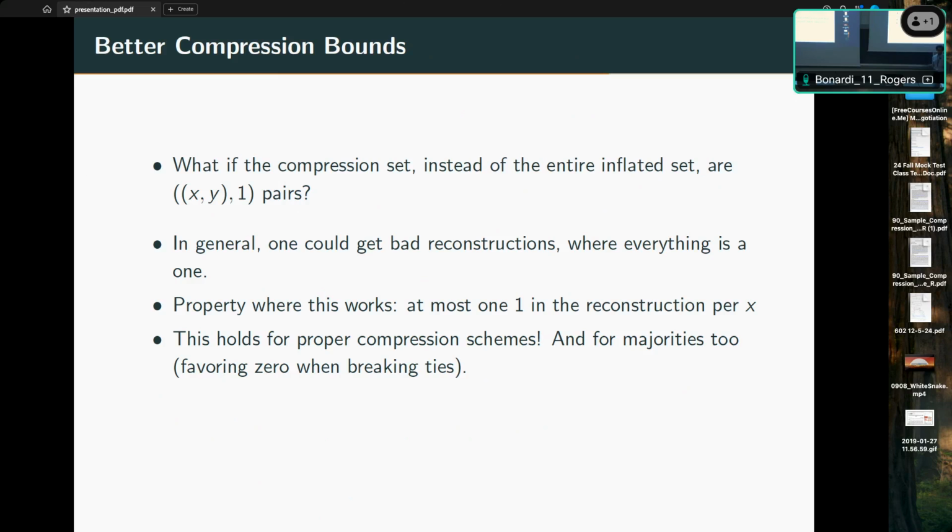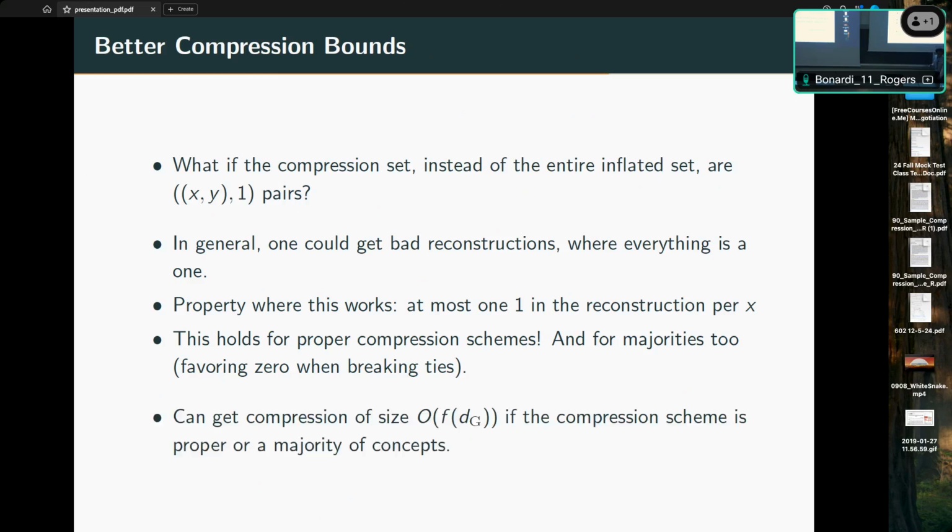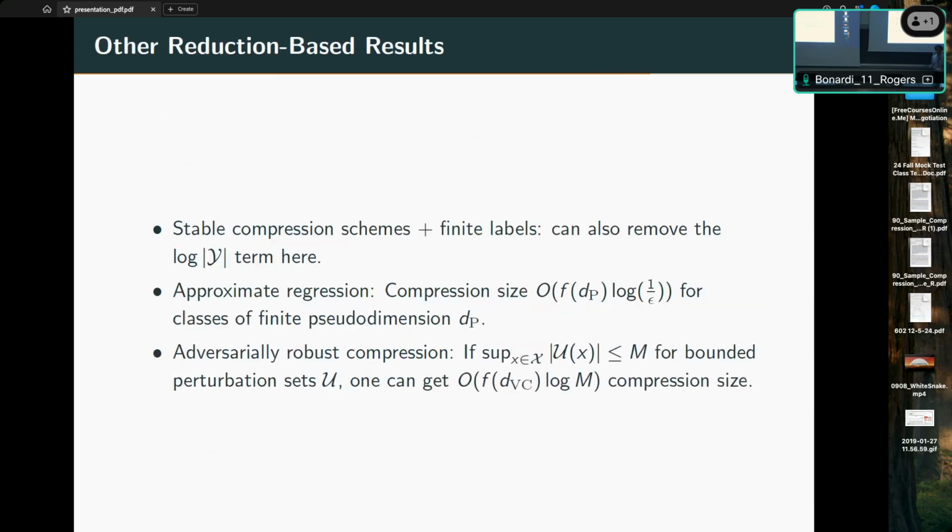And you can also show this works for majorities, which is actually pretty relevant because a lot of the well-known compression schemes out there use majority votes and boosting. So under special assumptions, you can remove the log y term. And I'll just talk about other reduction-based results we make, which I also mentioned earlier. If you assume stable compression schemes plus finite label space, then we can also remove the log y term in this setting. And then we also study approximate regression.